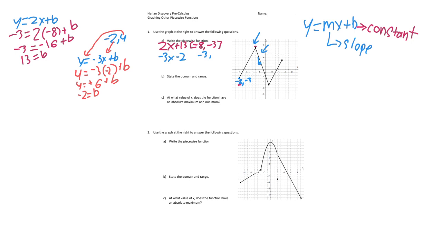-3 all the way to 1. Now I'm going to put a bracket on that 1, but a parenthesis on that -3. That's because in the previous equation, I identified that -3 as being part of that first equation.